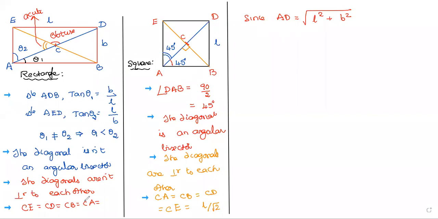Right. Here CE equals CD, that equals CB, that equals CA, which equals half of the length of the diagonal, that is AD by 2.